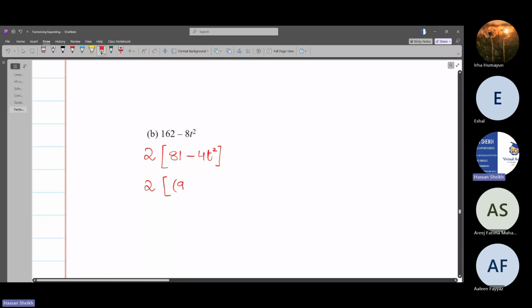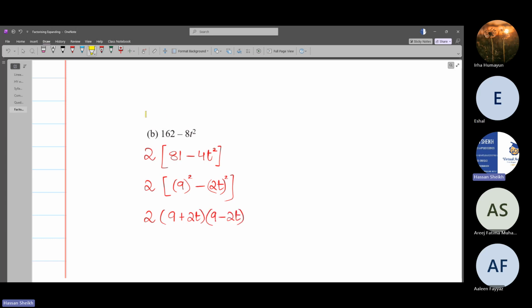Can I write 81 as 9 square? Yes. And 4t square as 2t's whole square? Yes. Now we have a square minus b square, which is the difference of squares formula, and it can be written as a plus b into a minus b. Can we simplify it further? No, because it's an expression.